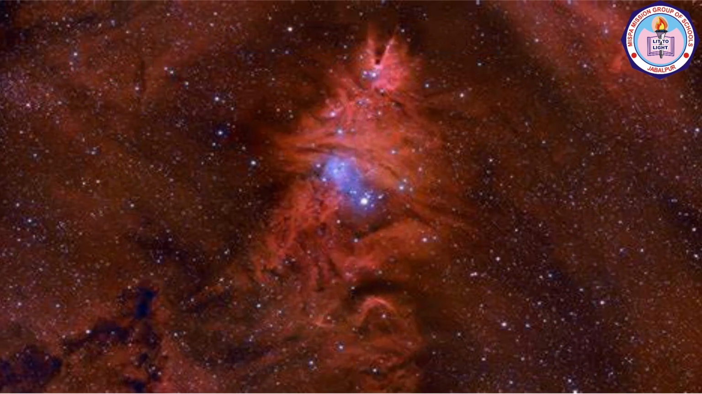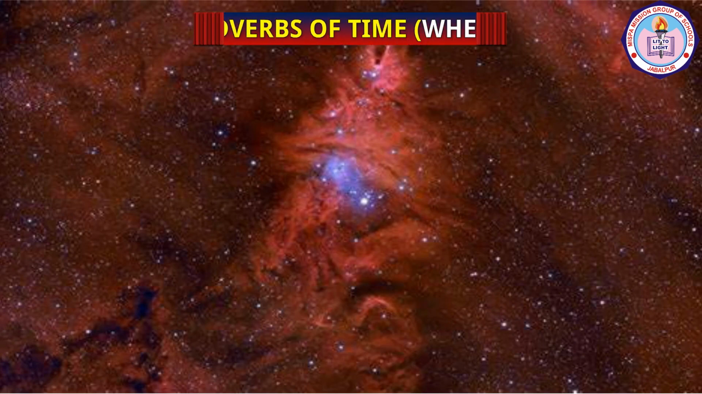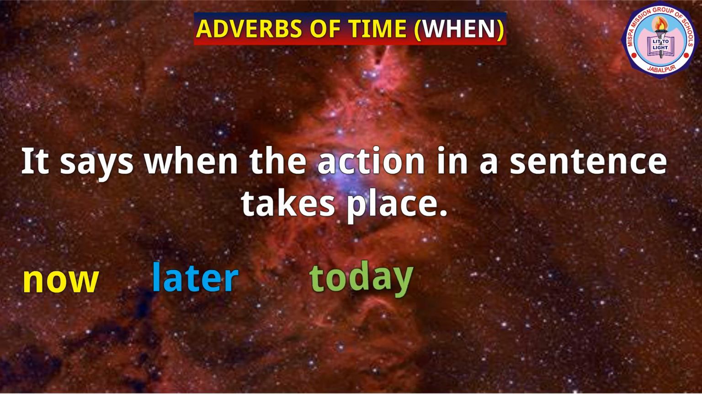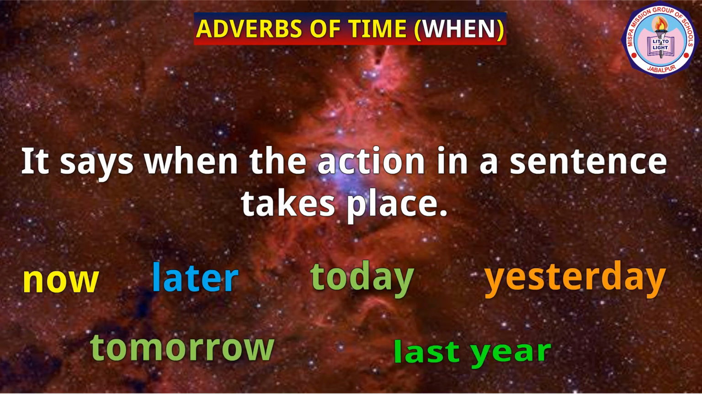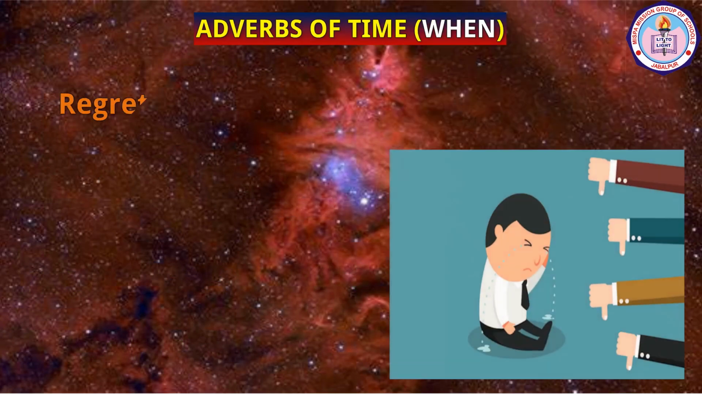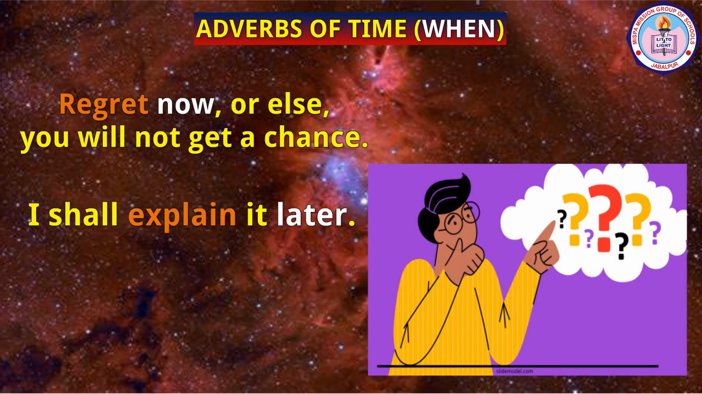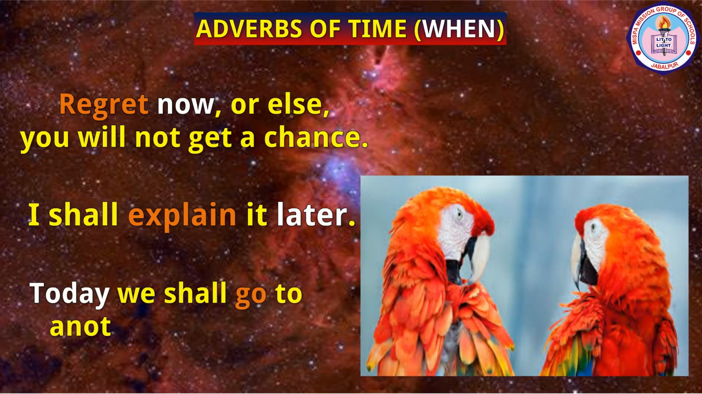The next branch of adverb is the adverbs of time. It says when the action in a sentence takes place. Examples are now, later, today, yesterday, tomorrow, last year. Regret now, or else you will not get a chance. I shall explain it later. Today we shall go to another location. In these sentences, the adverbs now, later, and today modify the verbs regret, explain, and go. They give the answers to the question when.